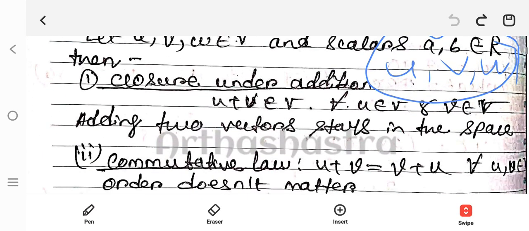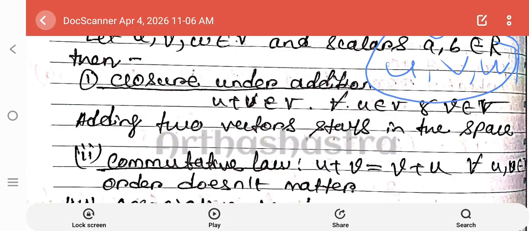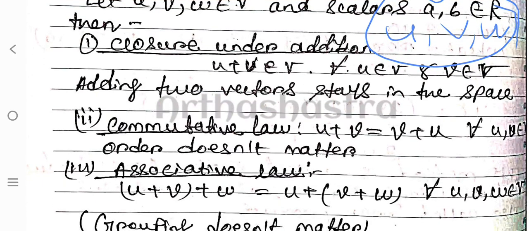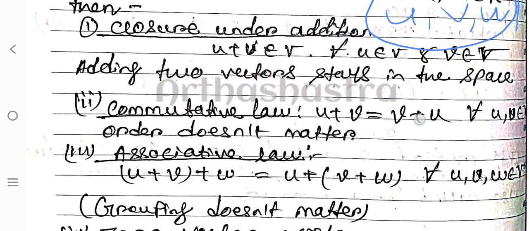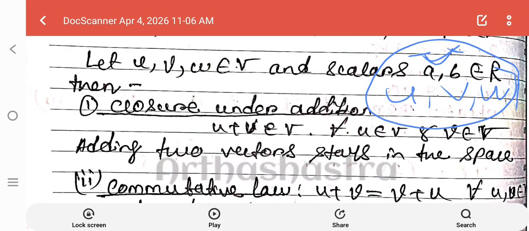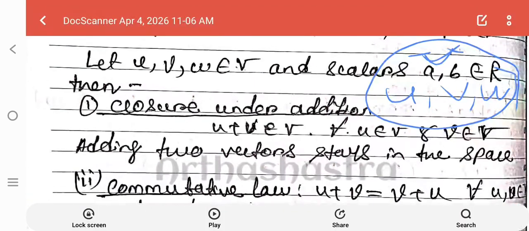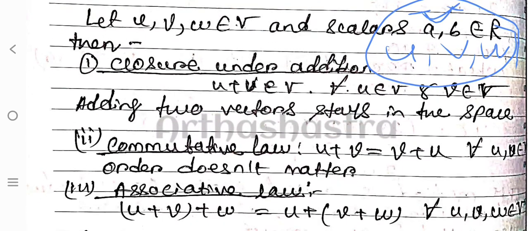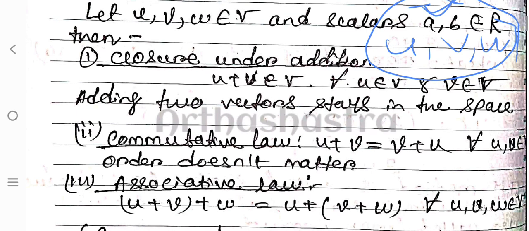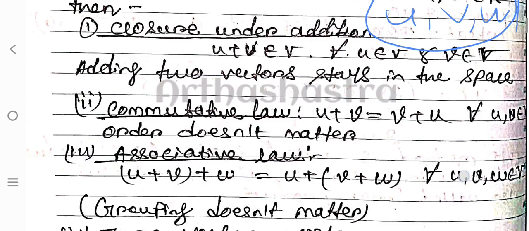What are the properties here? The scalars a, b belong to the set of real numbers. So our number one property is the closure under the addition property. If we add two vectors which belong to a space or set V, for all u belongs to V and v belongs to V, then u plus v also belongs to V. So adding two vectors stays in the space.